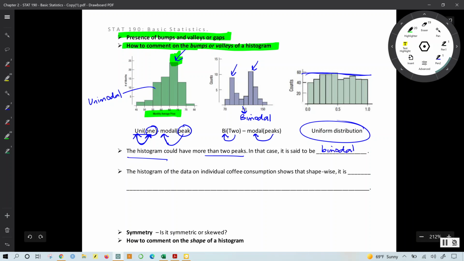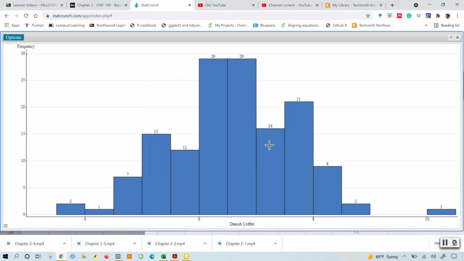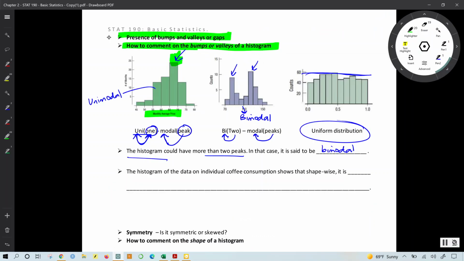And so going back to the picture we drew for the coffee, what can we say? Do we have 2 peaks or 1 peak? I would say that this is unimodal. So going back here, based on what we just learned, let's put it to use. The histogram of the data on the individual coffee consumption shows that shape-wise, it is unimodal.